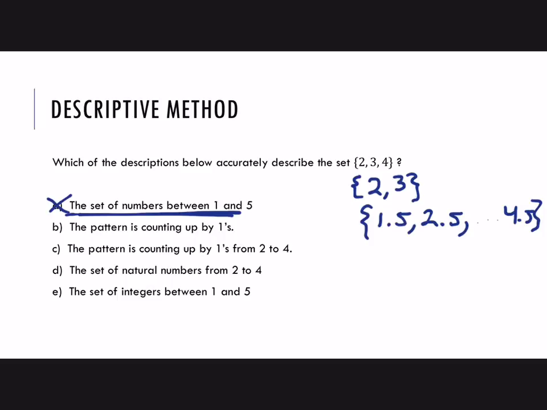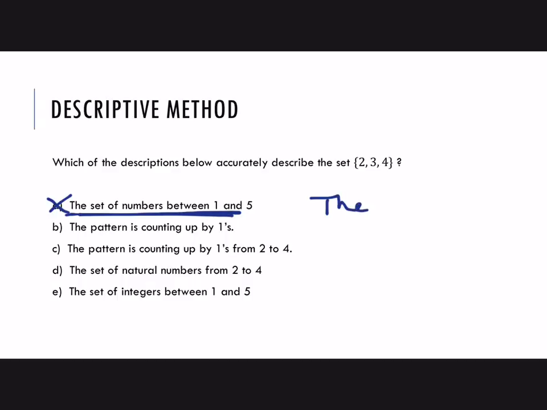Part B, the pattern is counting up by ones. That is a true fact. 2, 3, 4, we are counting up by ones, but it just doesn't fit the format of the descriptive method. In the descriptive method, you always start out with the set of, and then you describe what it is, like a set of numbers or something like that.